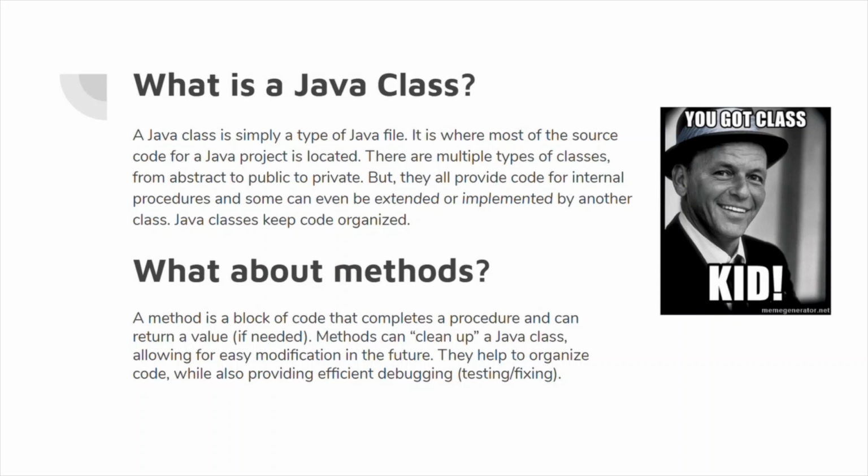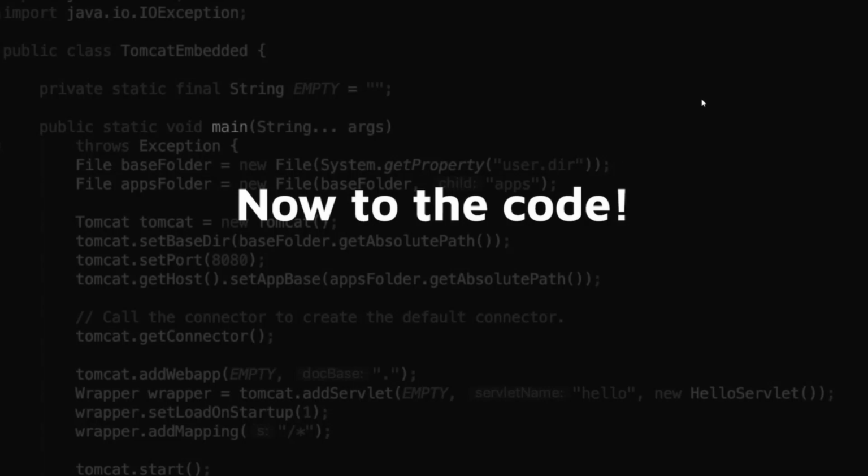Similarly, a method is a block of code that completes a procedure and can return a value. So they kind of clean up and organize a Java class. And they help to allow for modification later on, or debugging, which is testing or fixing the code. So now let's see the code in action.